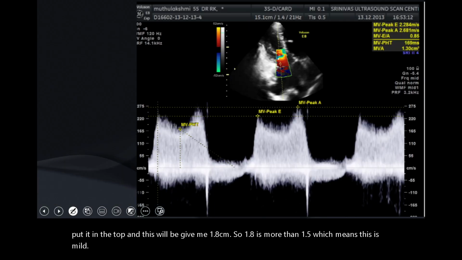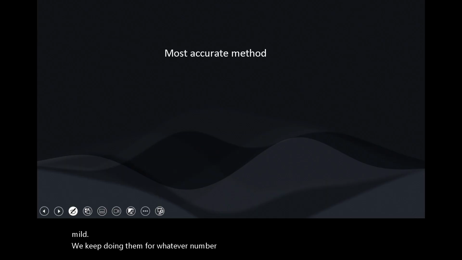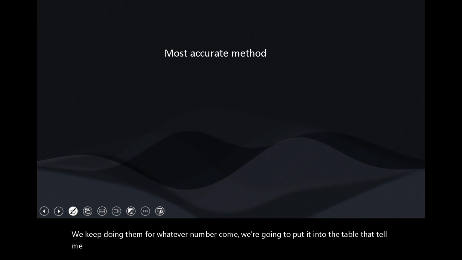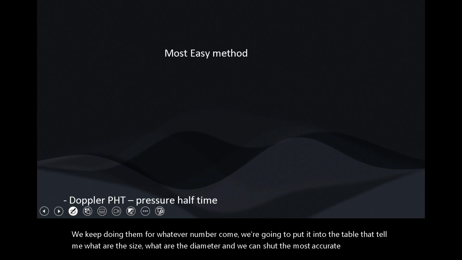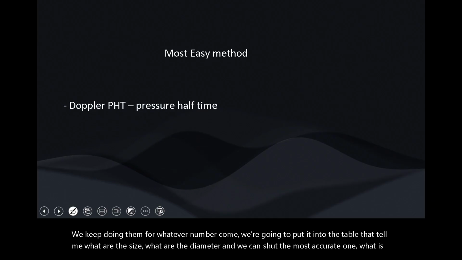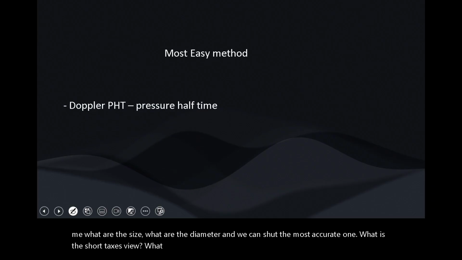We keep doing this, and whatever number comes, we're gonna put it into the table that tells me what the size is, what the diameter is. What's the most accurate one? Planimetry. What is it? Short axis, parasternal short axis view. What is the easy one? Pressure half time.